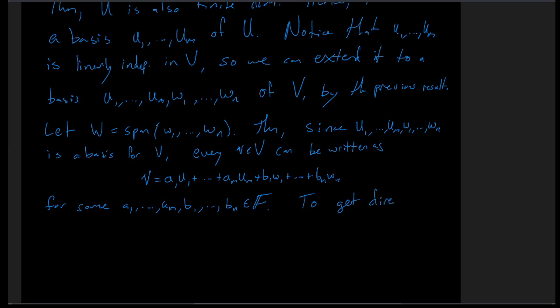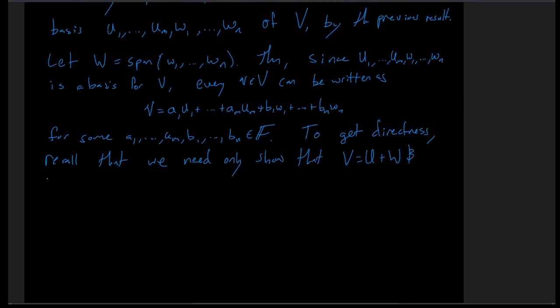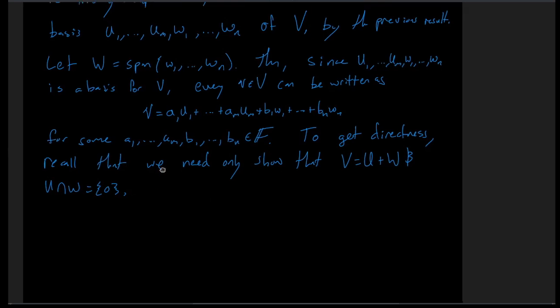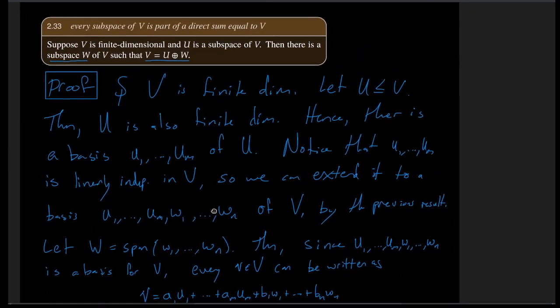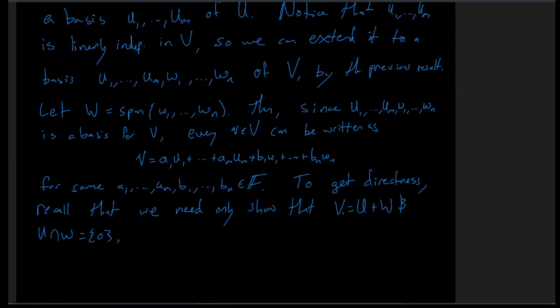To get directness, recall that we need only show that V is equal to U plus W and U intersect W is equal to the 0 vector. So, to show that V is the direct sum of U and W, first we need to show that V is the sum of U and W, and then we need to show that U and W only intersect at 0.